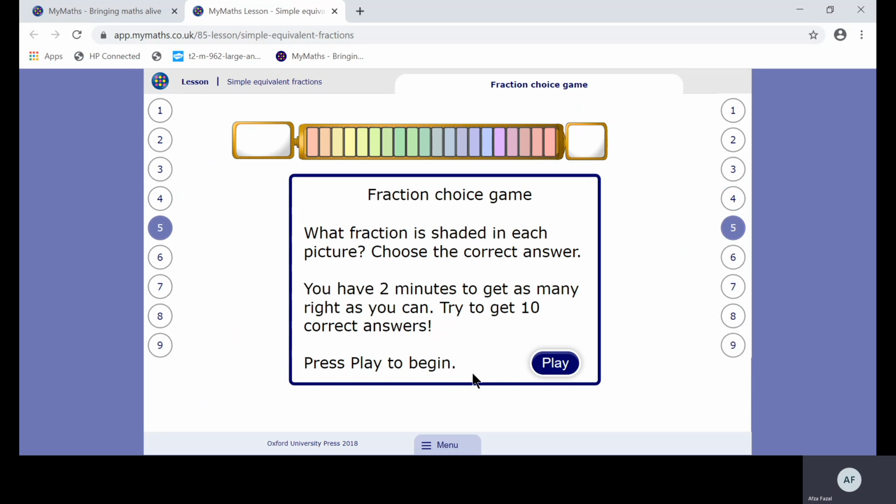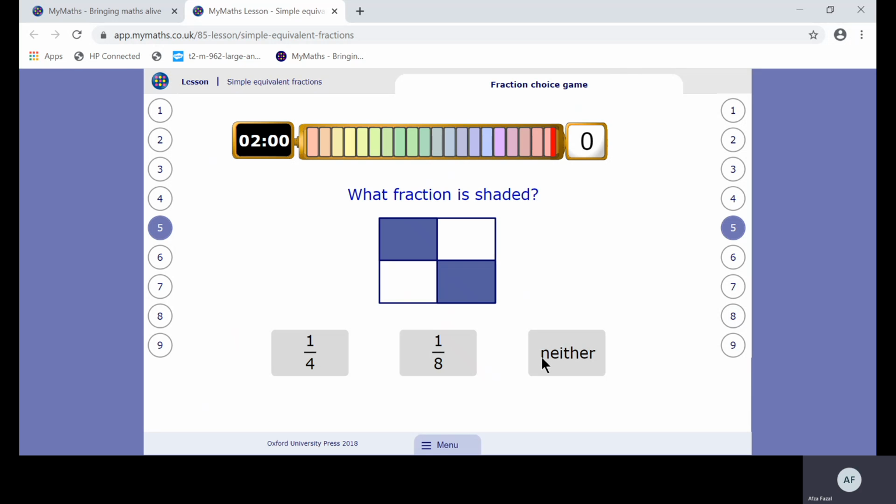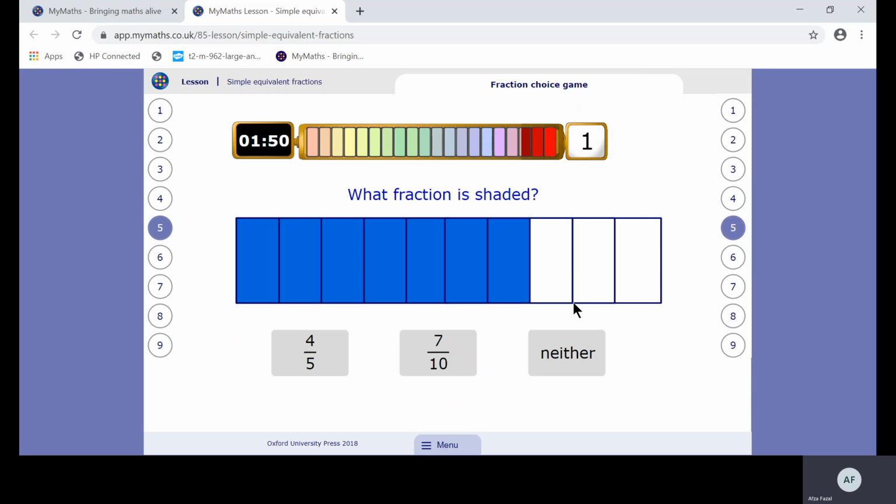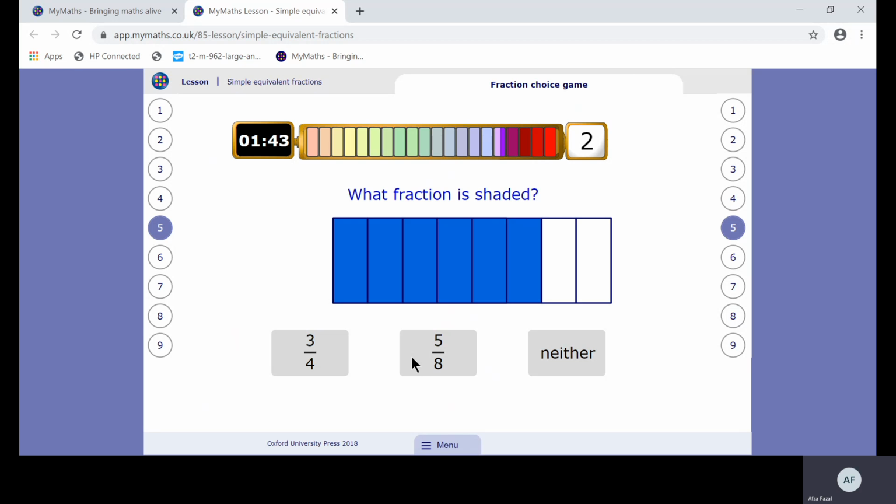Next one, fraction choice game. Choose the correct answer. What fraction is shaded? So 2 out of 4 is shaded, so it's not there. 2/4 is not there. We've got 1, 2, 3, 4, 5, 6, 7 shaded, 7 out of 10. Got 1, 2, 3, 4, 5, 6 shaded, so none of them.